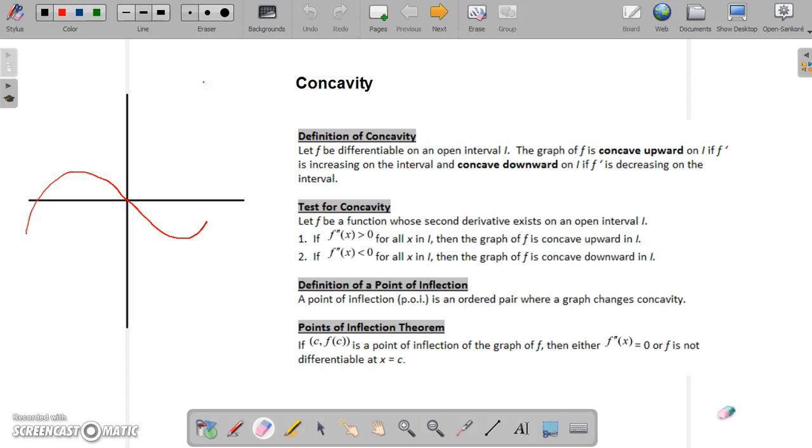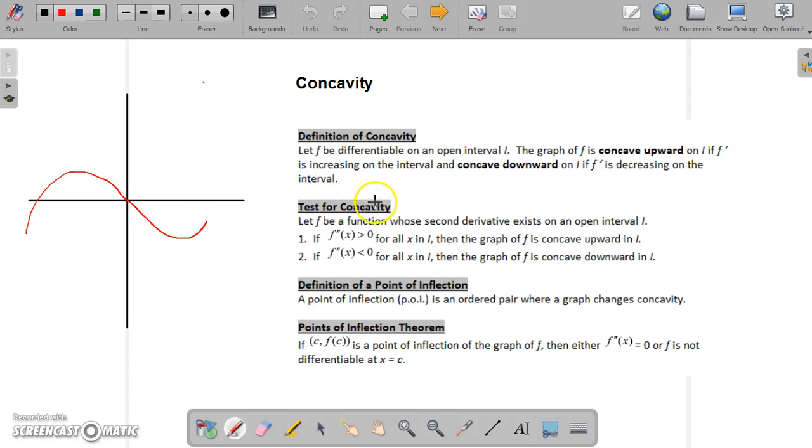Concavity. We're going to be using the second derivative to test for concavity. Basically, what concavity is, is pretty much what you would think it is. For example, on this graph, this part here that I'm tracing around is concave downward, okay? And this part here is concave upward.